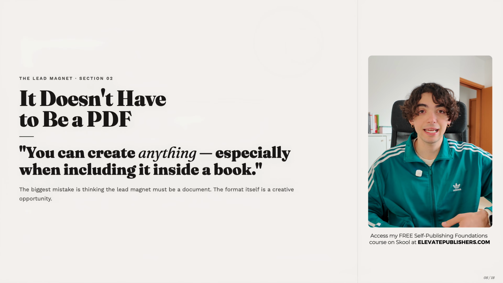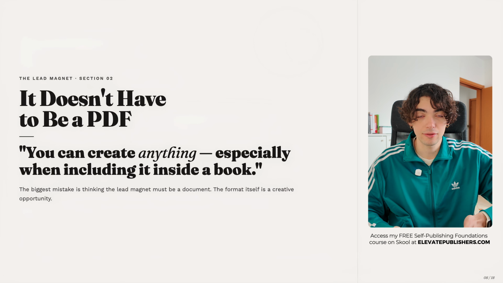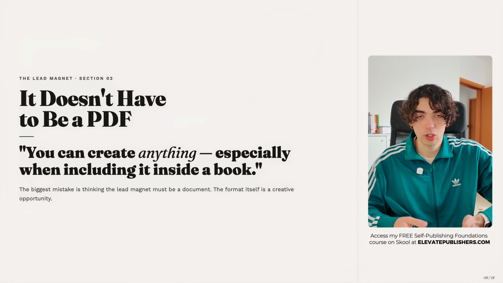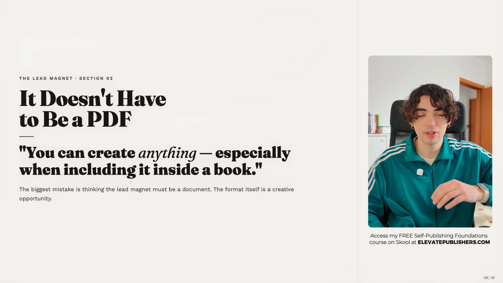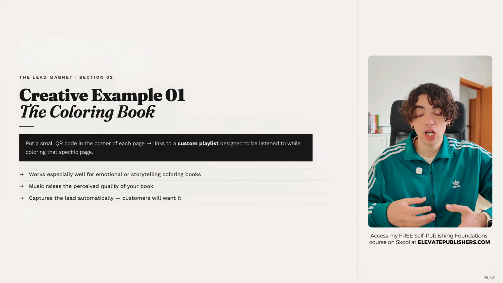The biggest mistake everyone makes is thinking that a lead magnet has to be a PDF. The reality is that you can create anything, especially when it comes to including it inside a book. Let me give you some examples that will definitely give you some creative ideas. Imagine you want to publish a coloring book.